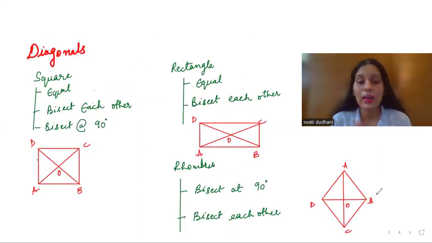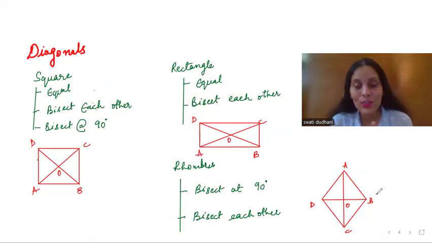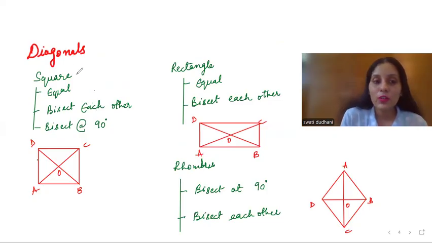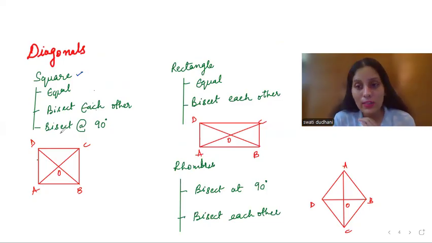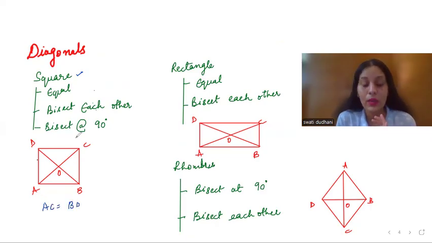What are diagonals? Diagonals, as we know, are lines joining two opposite vertices. So now let us see the diagonal properties of these quadrilaterals. First one, square. In the square, all the diagonals are equal. So here I can write AC and BD are equal to each other.